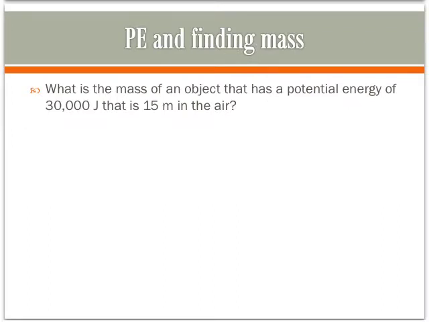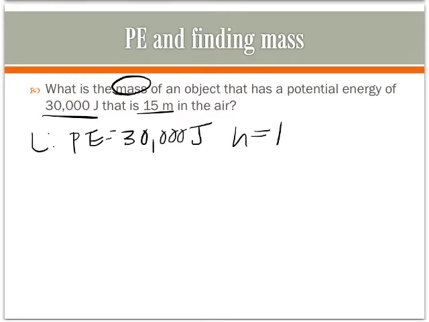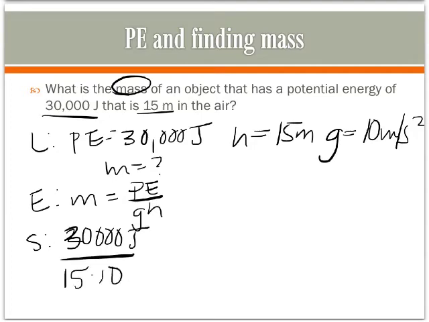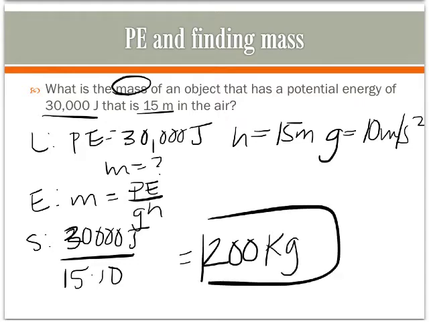So, an example of when you might need to know this. What is the mass of an object that has a potential energy of 30,000 joules and is 15 meters in the air? So we know our height, we know our PE, and we want to know our mass. PE is 30,000 joules, height is 15 meters, G is a given, you should always know that, and M is question mark. We just rearranged for M on the last slide, so it's going to be PE divided by GH. That's 30,000 joules divided by 15 times 10, which is equal to 200. Your mass should be in units that relate to mass, which hopefully you are remembering are kilograms. So there's one sample problem.